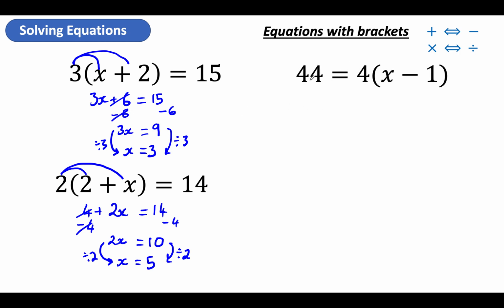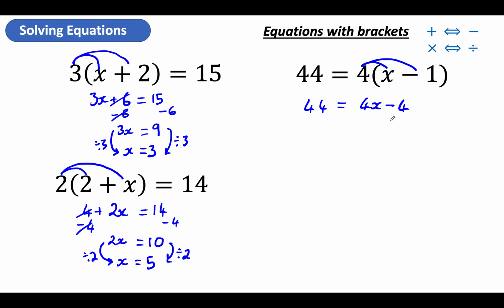Next one. Okay, so it's on the other side of the equal sign, but that doesn't matter because the thing about equal signs is it just means that this side is equal to this side. That's all it means. Right, so we're going to do our same thing again. We're going to expand our bracket. So we'll times everything in the bracket by the 4. So 4 times x is 4x. And 4 times negative 1. 4 lots of negative 1 is negative 4. Because a minus times a positive is a minus, or negative rather.